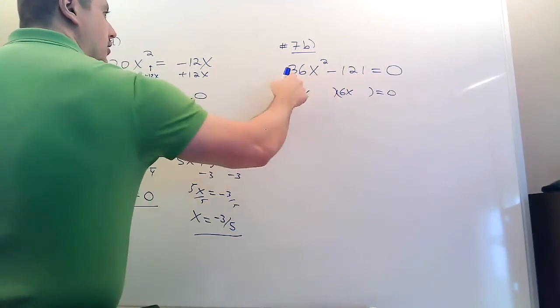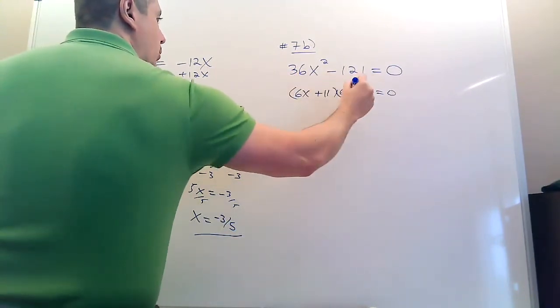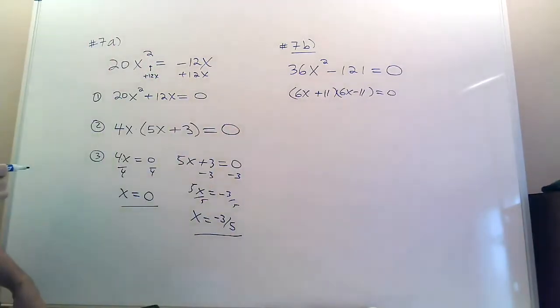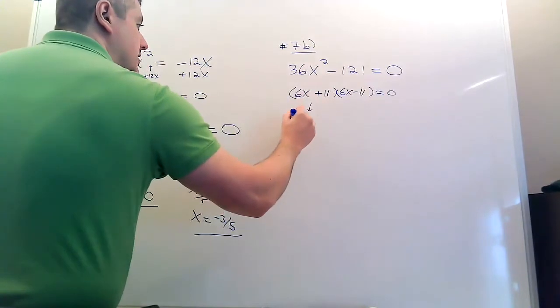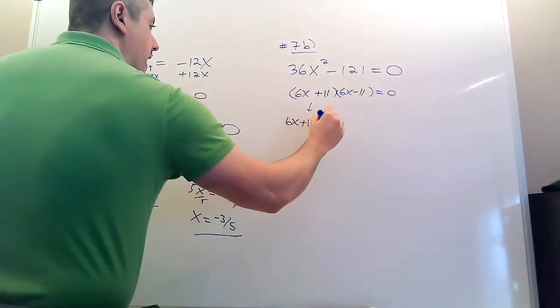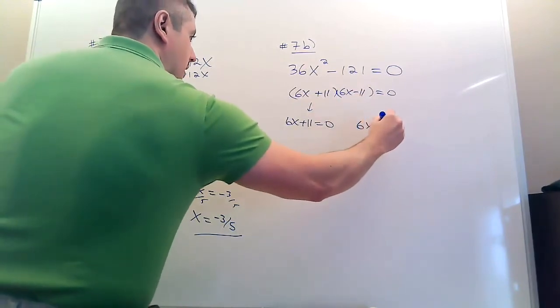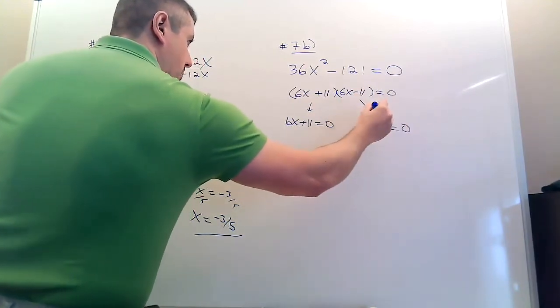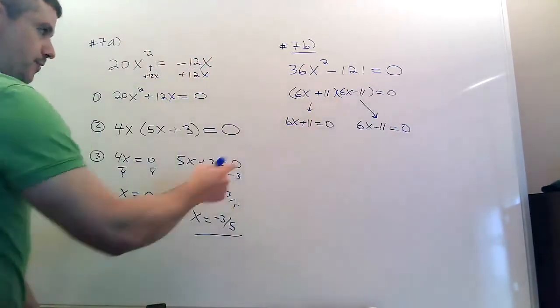6x times 6x makes 36x^2. And then 11 times 11 makes 121. As long as the signs are different, it doesn't matter. Now set each equal to 0. Set each one equal to 0. Why? Because if you multiply two things and make 0, one of them must have been 0. That's the zero factor property, or zero product property, whatever you want to call it.